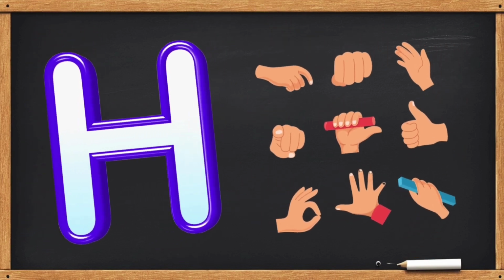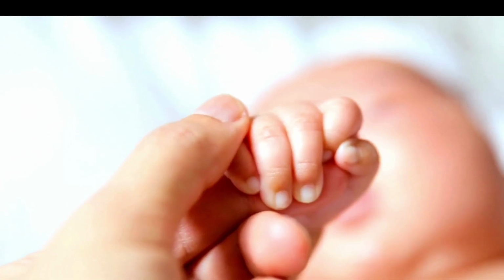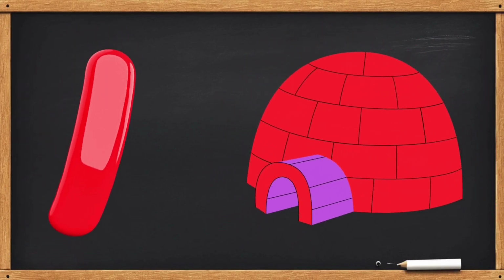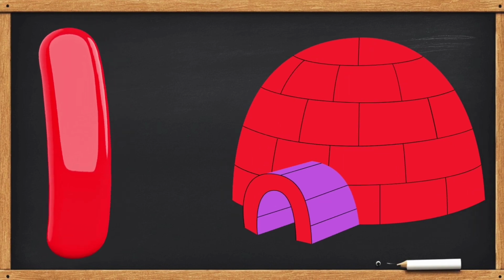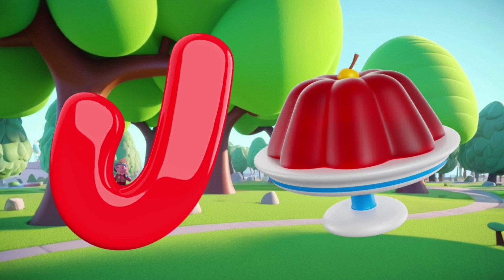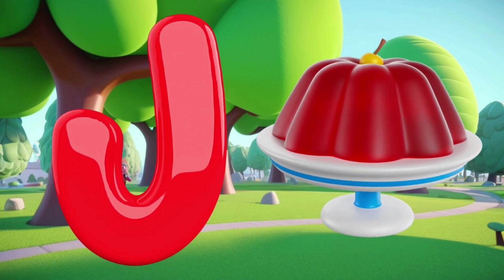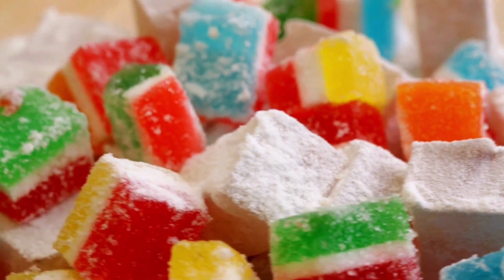H is for hand. Hand, H, hand. I is for igloo. I, igloo. J is for jelly. J, jelly.